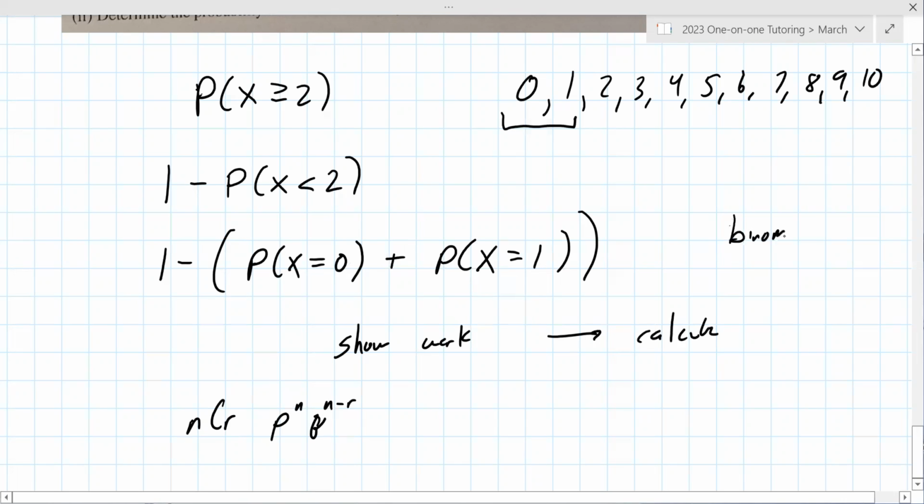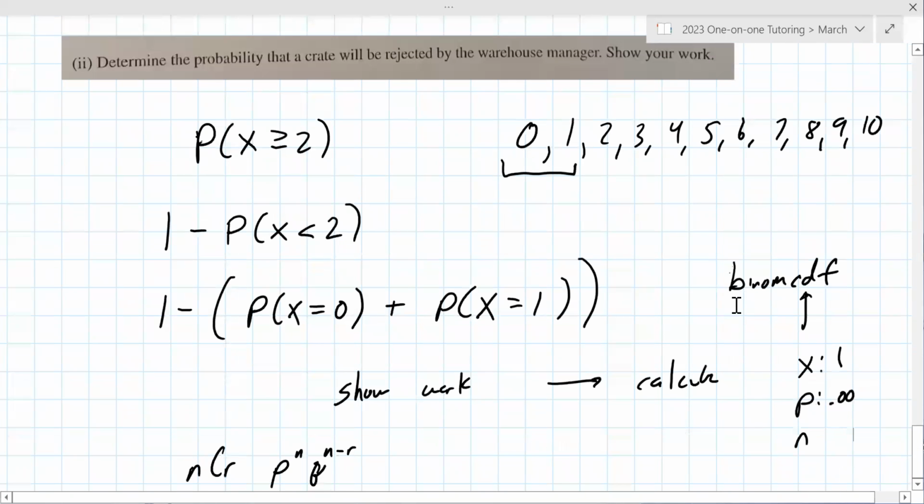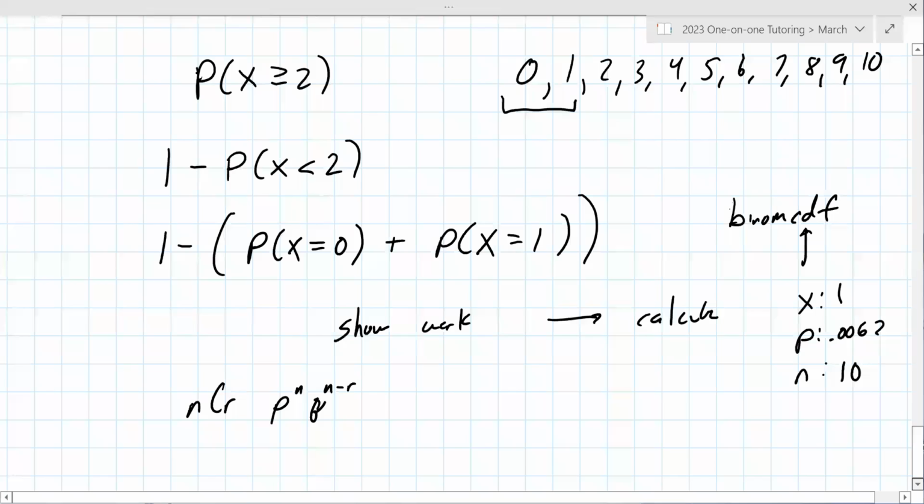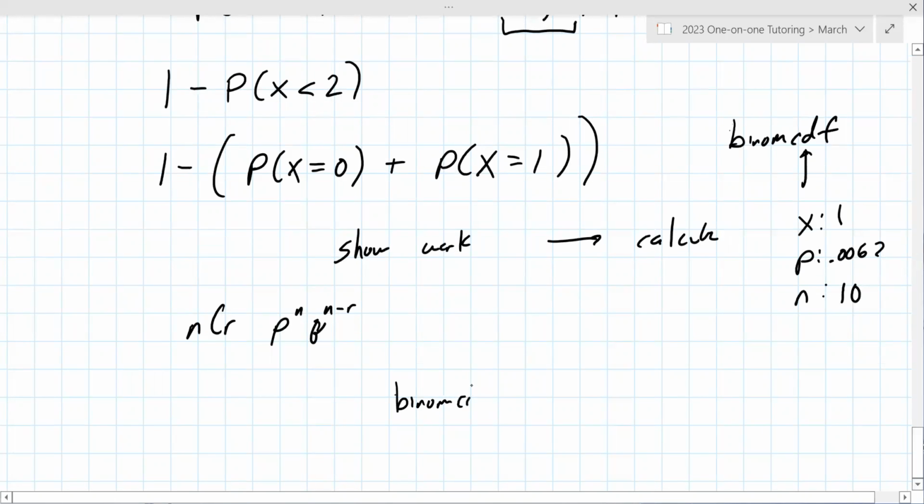It's the binomCDF, very important, CDF, because you're doing more than one. You've got to set X, P, and N in there. X will be 1. P is 0.0062, is that what we said? Yeah, 0.0062. And N is 10. And then you put that in your calculator. They also really emphasize that you show what you're putting in the calculator. You don't actually have to calculate it in the calculator, just show the work.